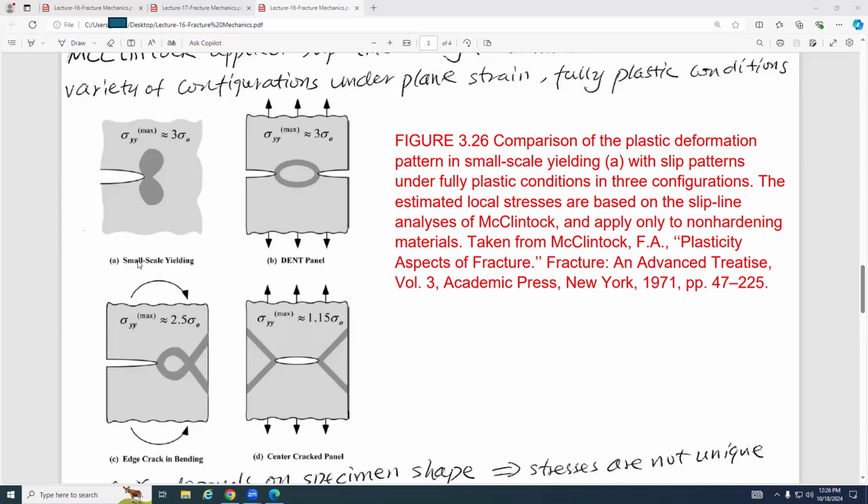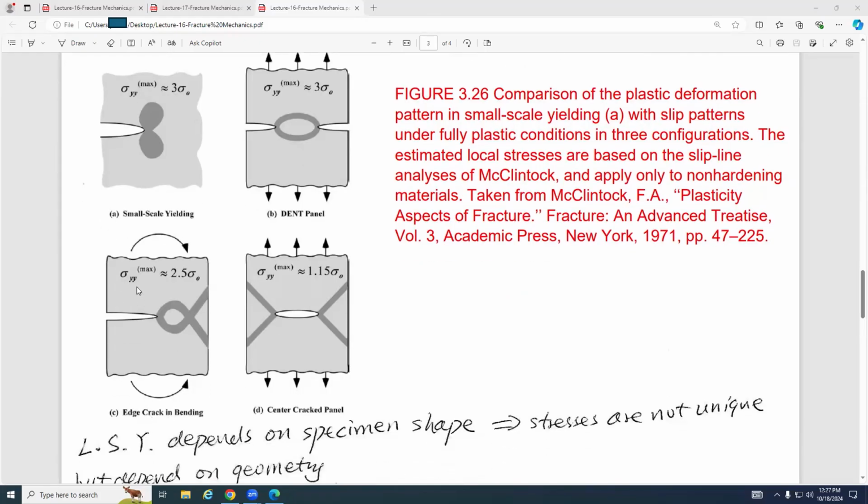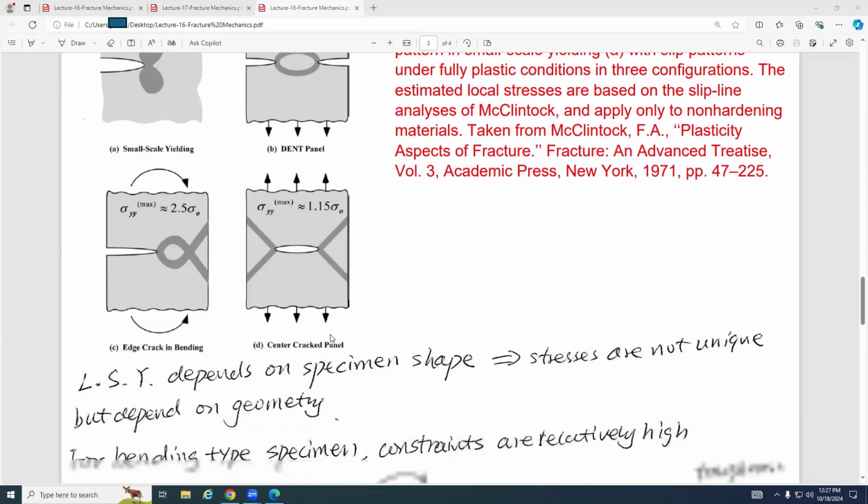Right, so this is a small scale yielding dented panel. The panel means a specimen. So this edge cracking in bending, if you bend, you can see this is the plasticity. This shaded area is the plasticity. And this center cracked panel, if you apply this load, you will see this kind of plastic deformation.